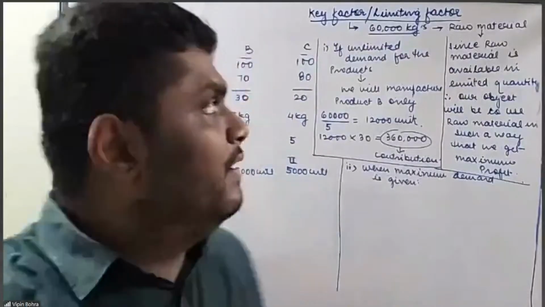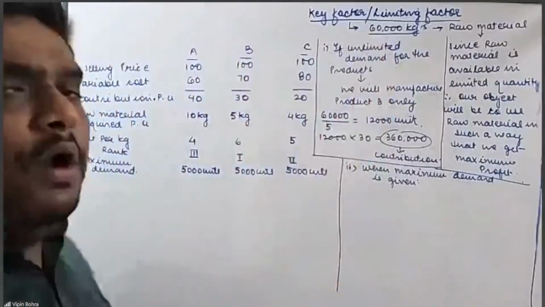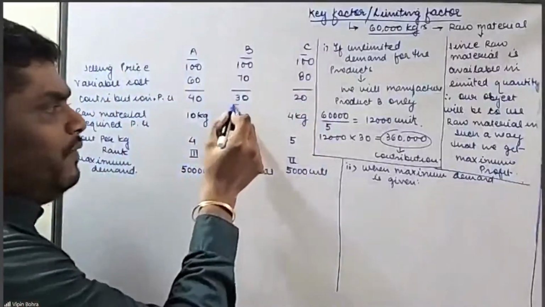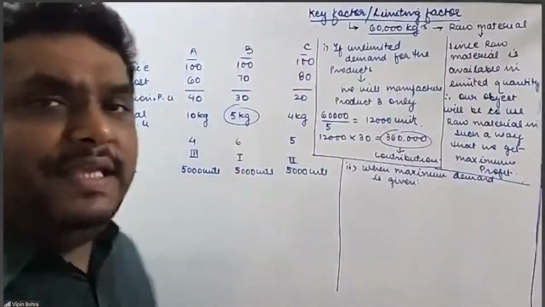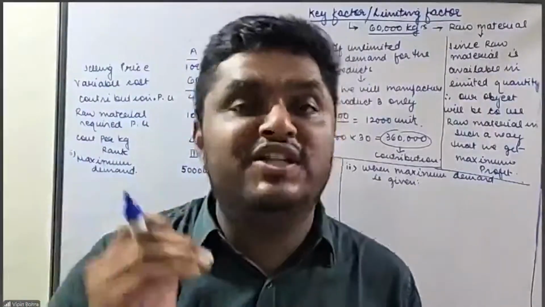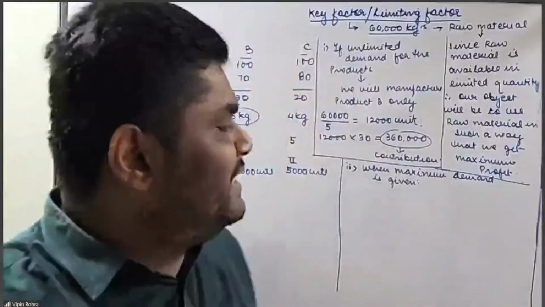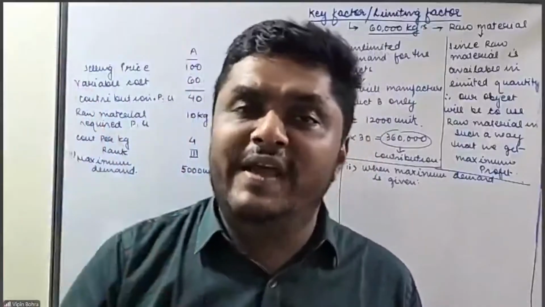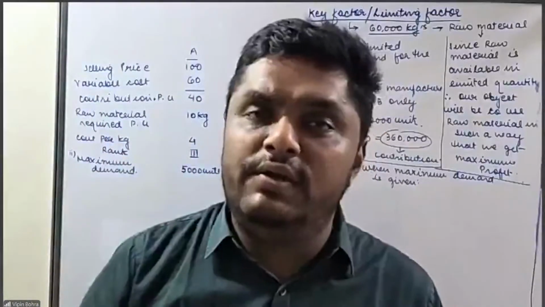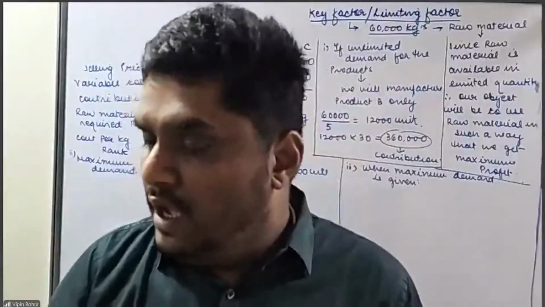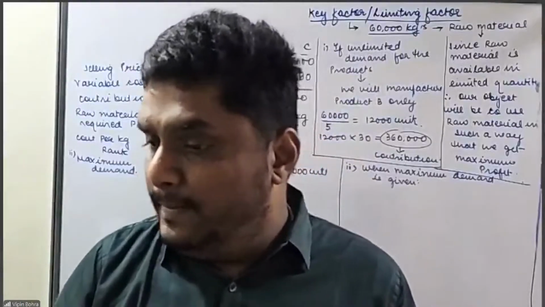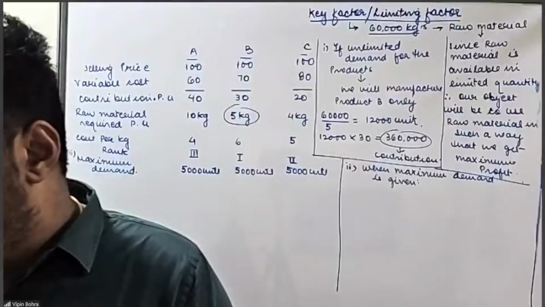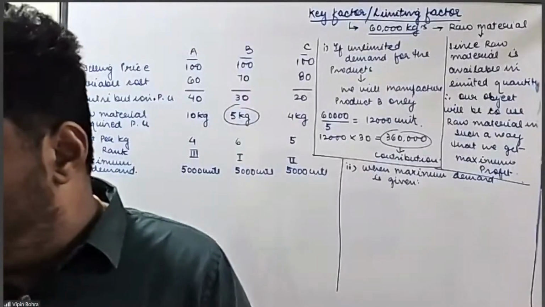Samohini, see, 60,000 kgs is the total raw material available. And one unit requires how much? 5 kgs. One unit requires 5 kgs to make. So 60,000 divided by 5 kgs. Per unit 5 kgs, total we have 60,000 kgs. So 12,000 units we can manufacture. I hope it is clear, Samohini. Yes? Okay.